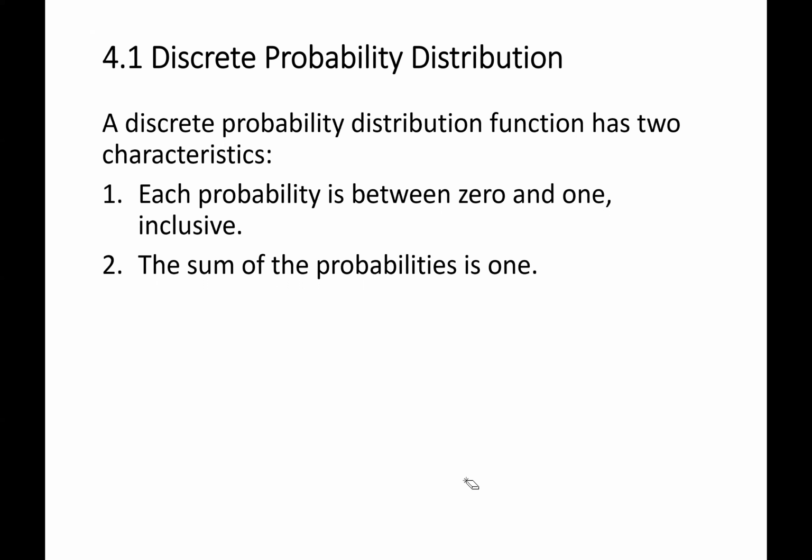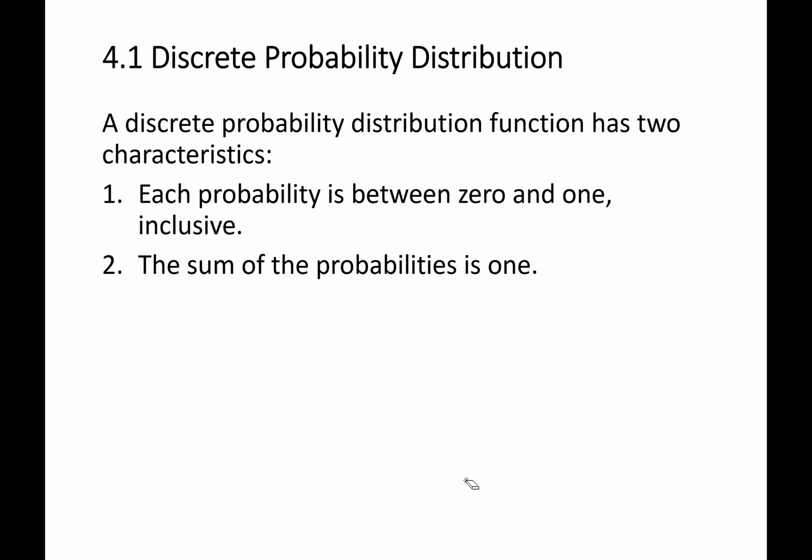A discrete probability distribution function has 2 characteristics. Each probability is between 0 and 1. So the probability that your random variable takes on a particular value cannot be less than 0 or greater than 1. So the probability that your discrete random variable can take on a particular value is between 0 and 1.